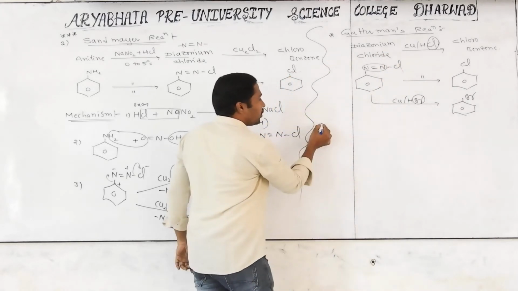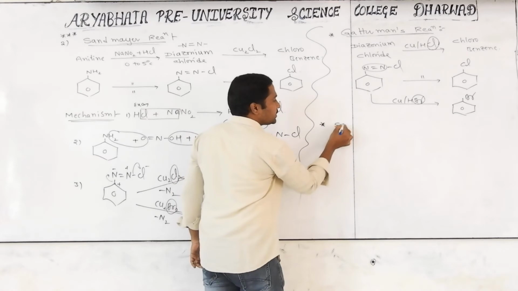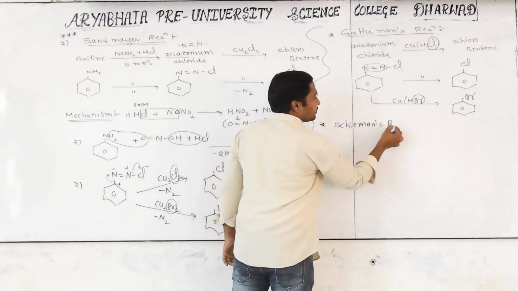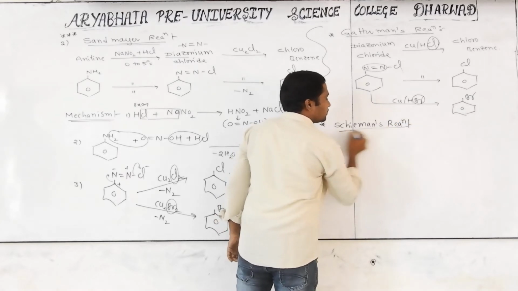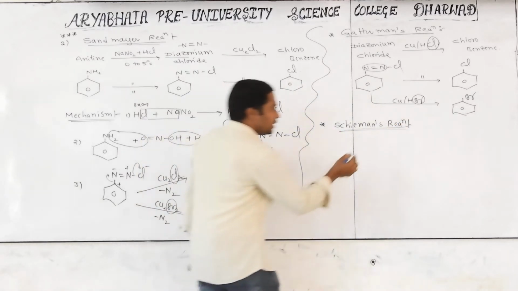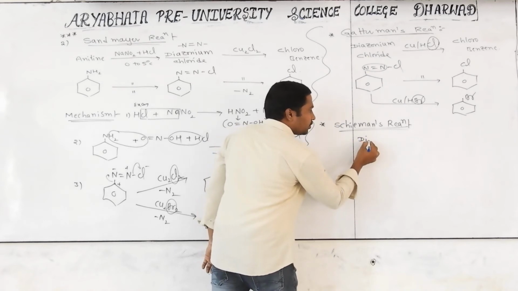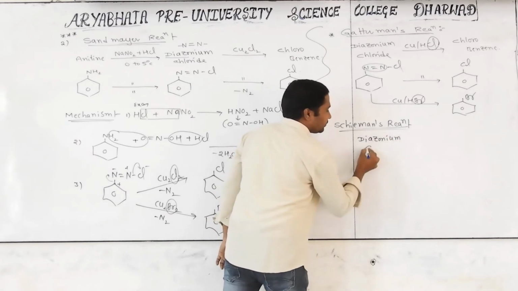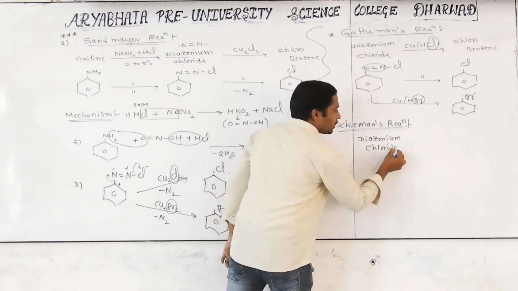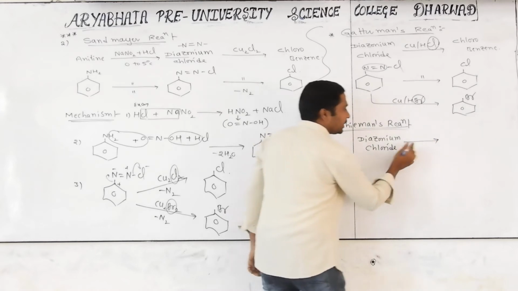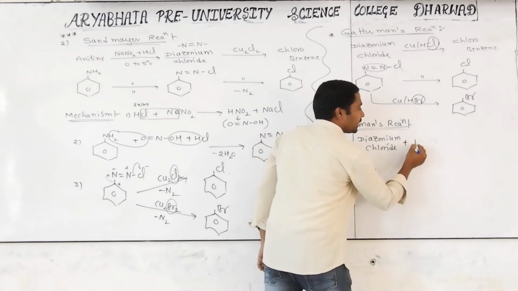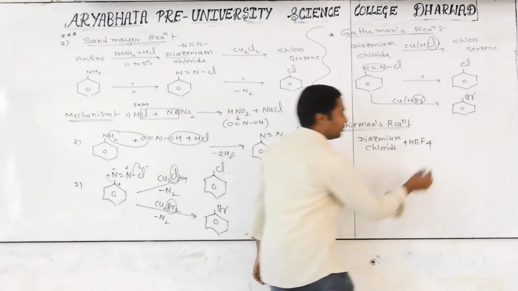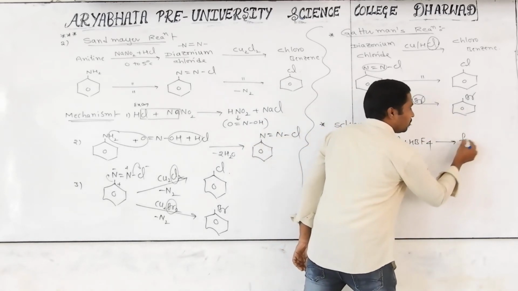And the last preparation under this is nothing but the Schiemann reaction. So what is the Schiemann reaction? Here also we take diazonium chloride, and that diazonium chloride will be treated with one chemical, nothing but fluoroboric acid, HBF4. Then which one are we getting? Fluorobenzene we are getting.